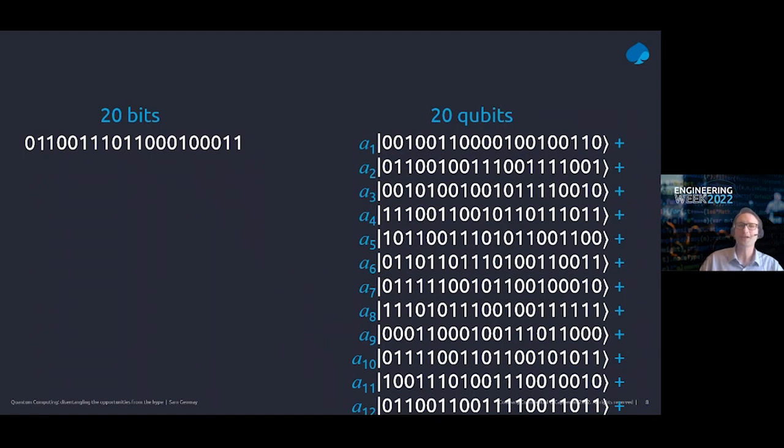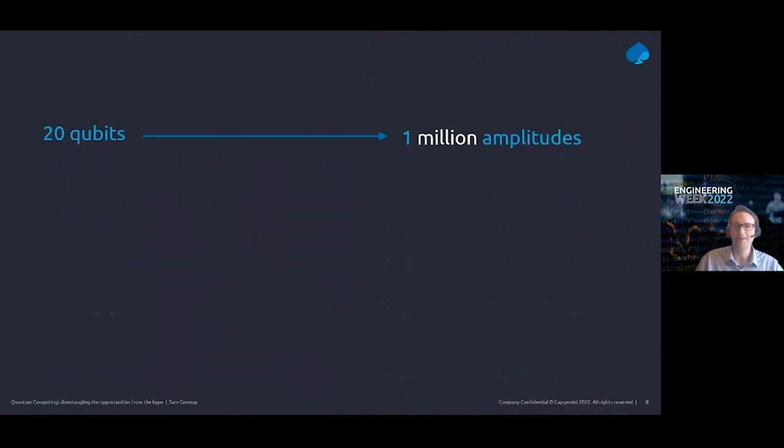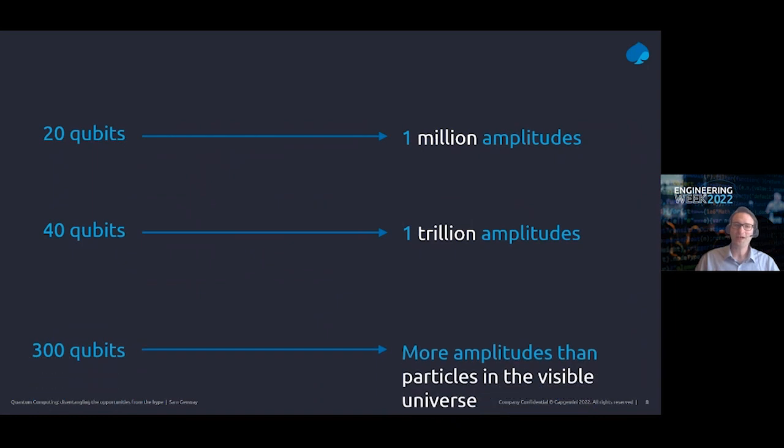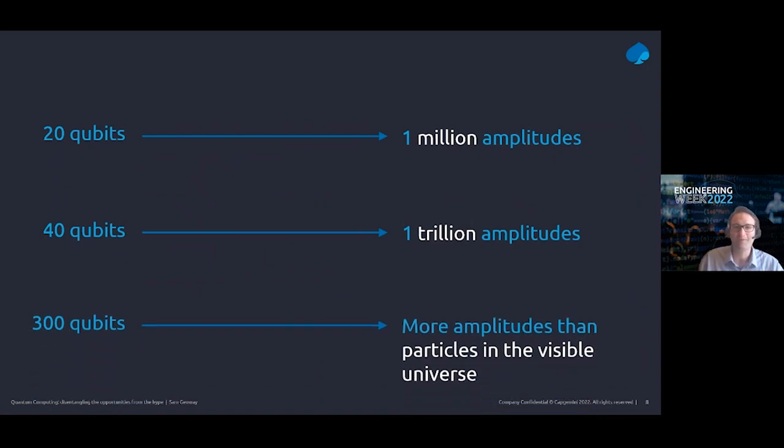How many amplitudes are there? Well, with just 20 qubits, it turns out there are 1 million such amplitudes. What about if we were to double our number of qubits? What if we have 40 qubits? Well, it turns out then there are 1 trillion amplitudes. And you may be able to see where this is going, this exponential growth. By the time we get to, say, 300 qubits, we have more amplitudes than there are particles in the visible universe.